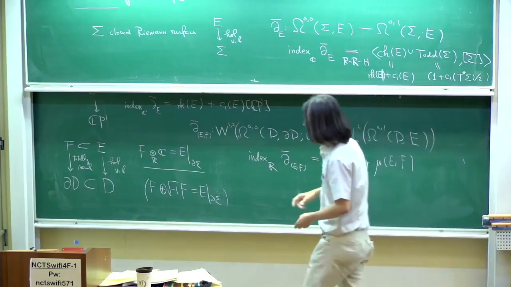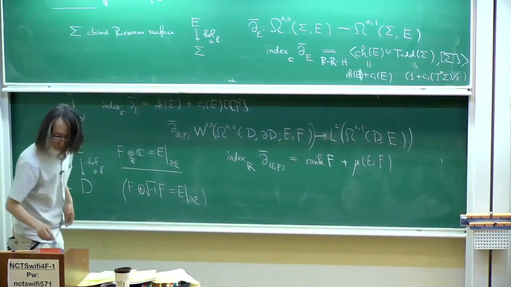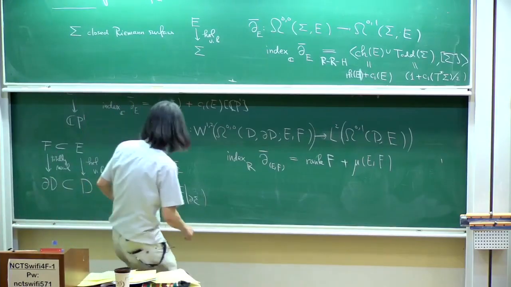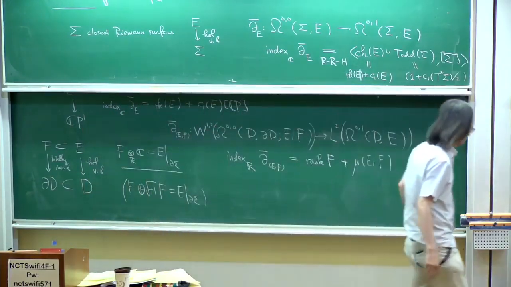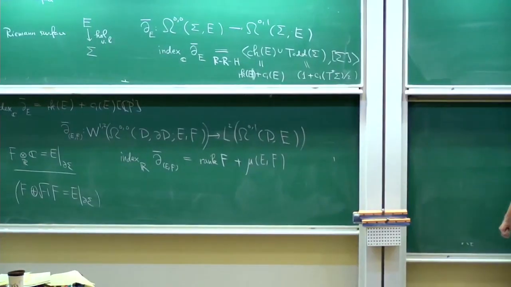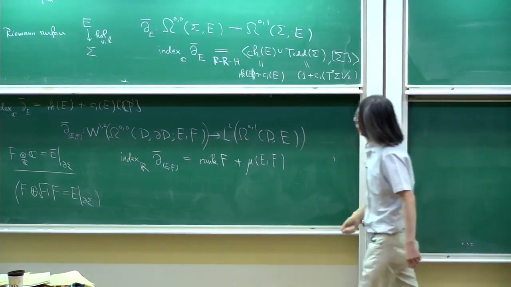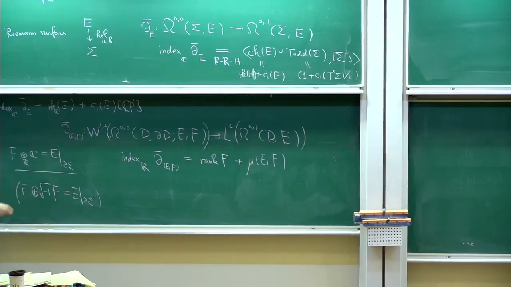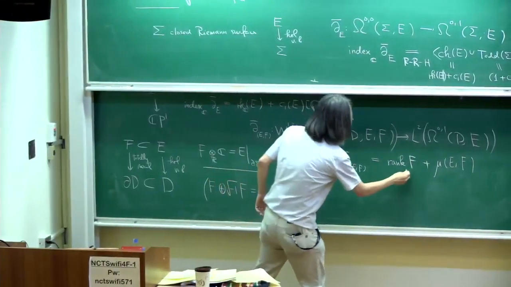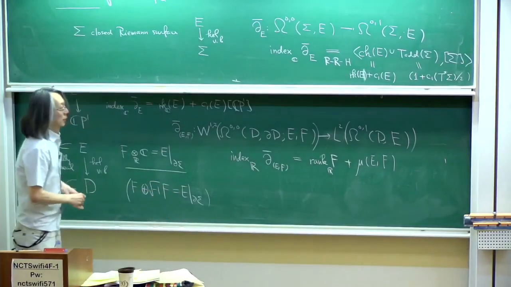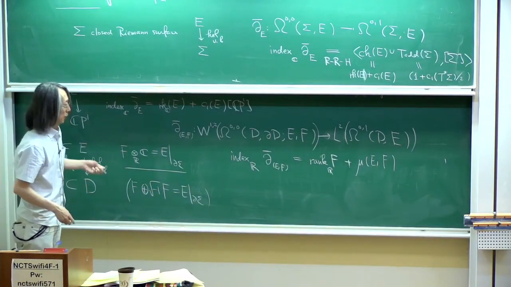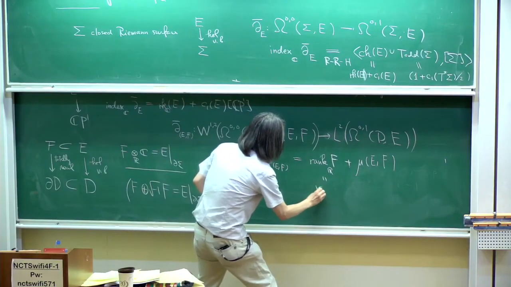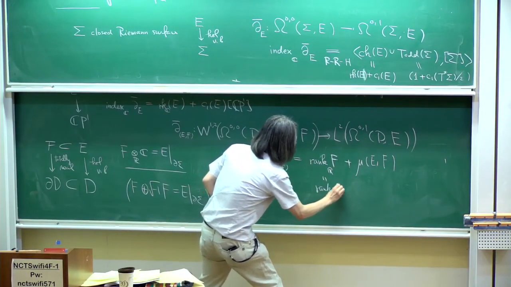So, I have here two things. So this is actually a complex rank, right? And this is a real rank. And the complex rank of E, in this case, you can think of it as the complex rank of E, right?